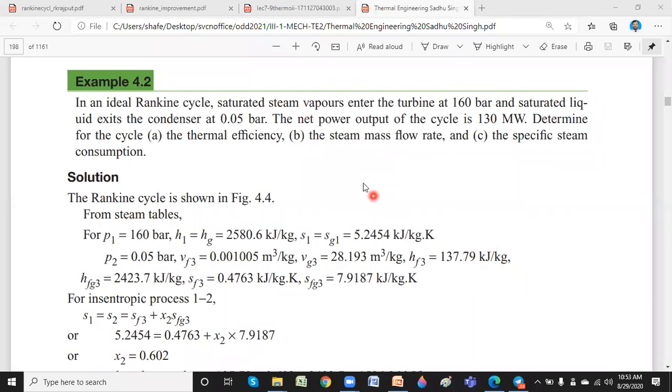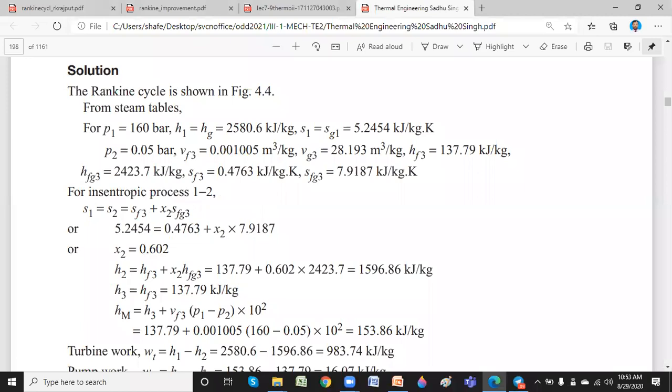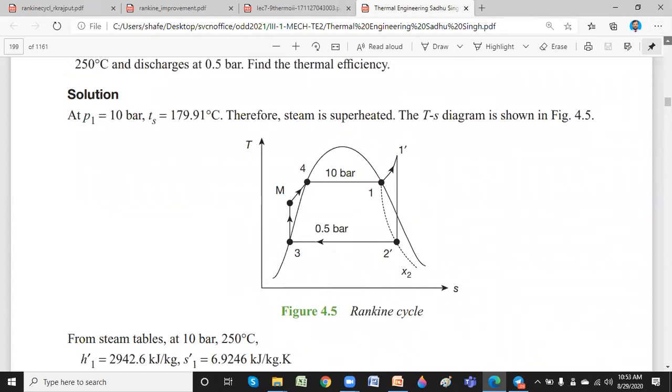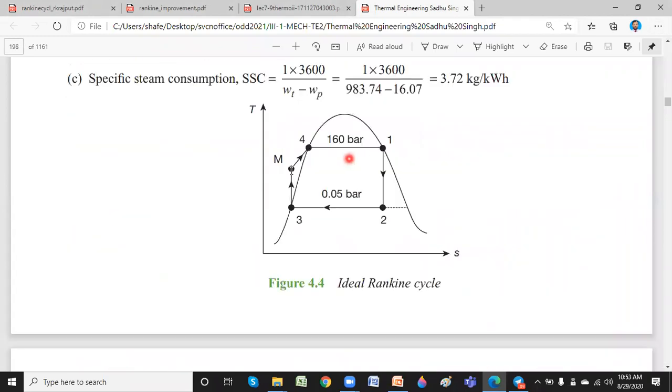Now, first of all, you take the two pressures, 160 bar and 0.05 bar, and you can draw the Rankine cycle. This is the basic Rankine cycle for this problem, like the previous problem. That is 160 bar, and compared to the previous case, point 1 is somewhere here, dry saturated. He said 160 bar dry saturated. So it starts from 1, goes to 2, 3, M, 1. Understood? This is how your Rankine cycle looks.